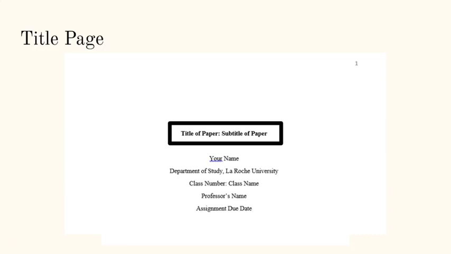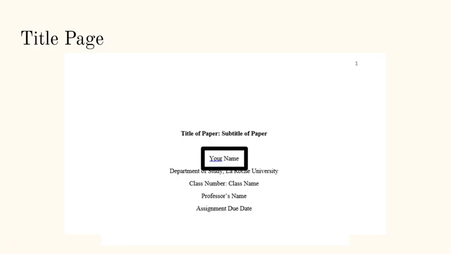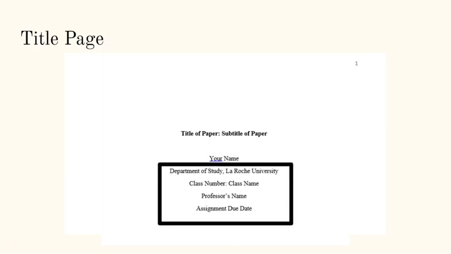Then there is one double-spaced line between this and your name. Your name is written in the order first name, middle initial, and last name. Next comes your department of study and LaRoche University, the class number and name, the professor's name, and your assignment due date, all with one double-spaced line between them. In professional papers, underneath this material, the author notes, keywords, and abstracts would come at the bottom of the page and afterward. Your instructor may ask you for these, but it is not required for APA student papers.